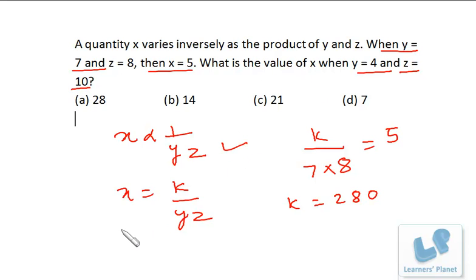Now we have to find out x. So x is equal to, the value of k is 280, and y will be 4 and z is 10. So y into z will be 40. That means x is equal to 7.